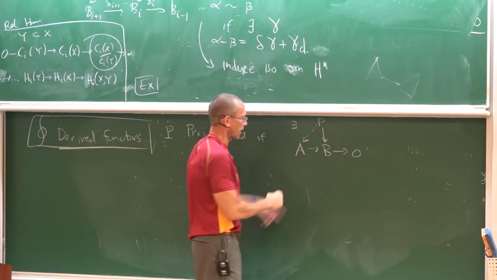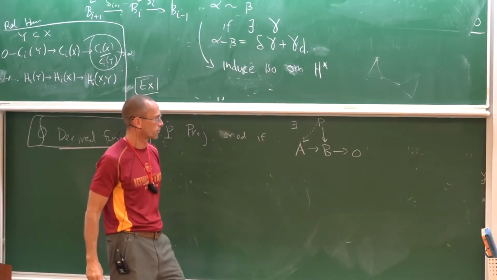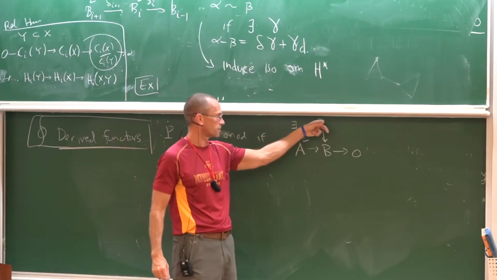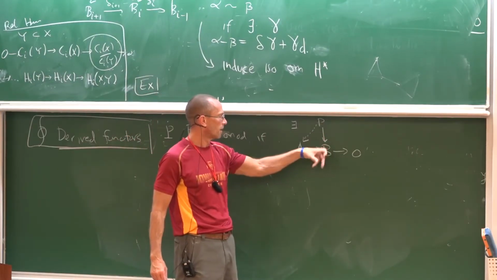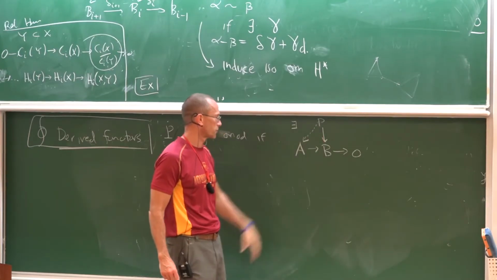So there exists a map backwards so that the whole diagram commutes. That's the definition of projective. The easiest examples of projective objects are free modules. If this is a free module here and I have a map here, I can just follow my nose and do what I want here, right? So free modules are projective, those are easy.